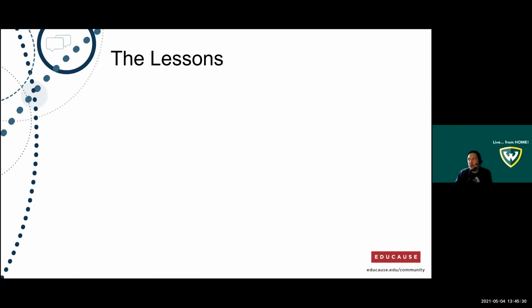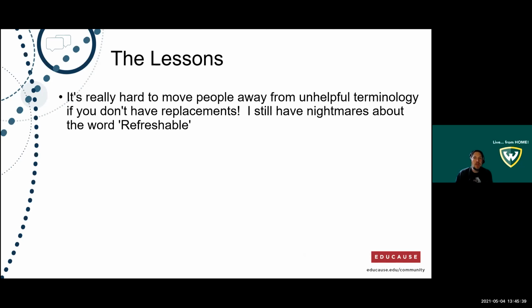So we did learn some lessons as we went through the process of building this out, as well as what we've seen over the past couple of years. The one, it's really hard to move people away from unhelpful terminology, because what you're really doing is rebuilding their process and making them think about how they should do this in a separate way. And if you're reusing terms that they have been using for years, but trying to get them to think about them in new ways, it's not necessarily going to work out great.